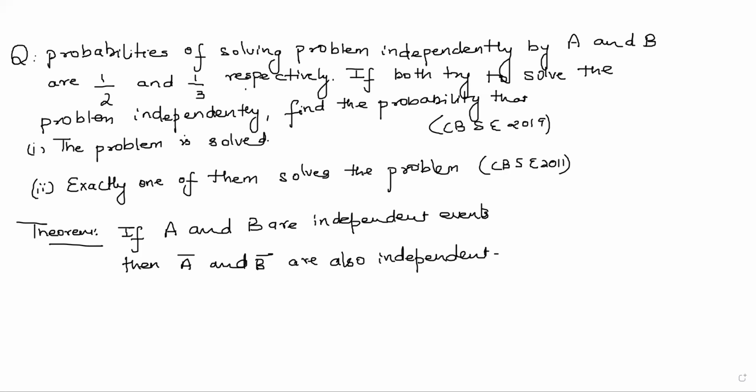Sir, can you explain this question? Yes, Atif. So the question is, there are two candidates A and B who are independently solving this question. Solving a problem, so that means there's a case of independent. Now their probabilities are this and this. If both are trying to solve the problem independently, find the probability that the problem is solved. When the problem will be solved, I guess we have done a similar question last time.